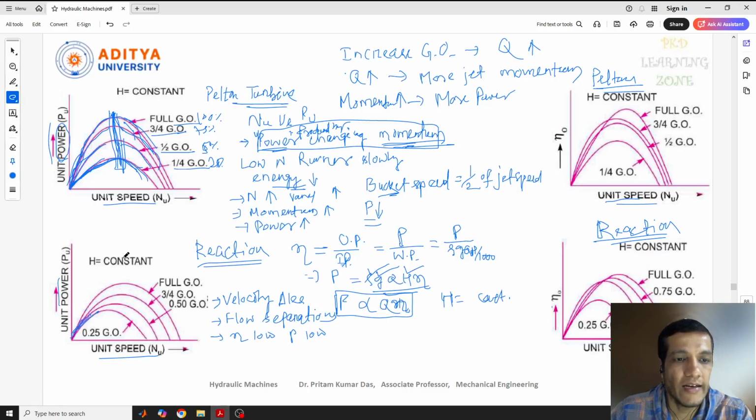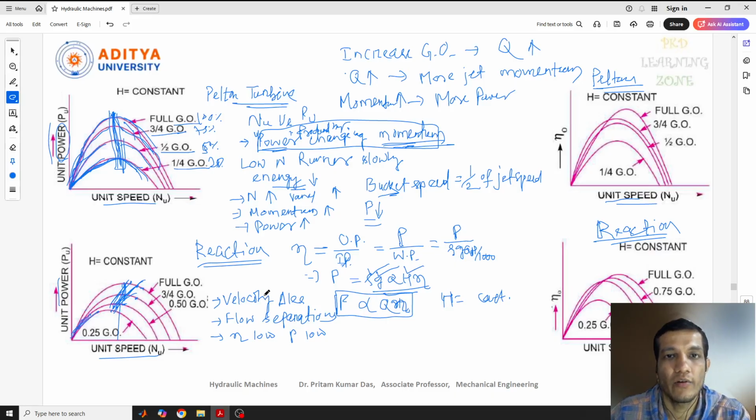Similarly, at the intermediate speed, it will be like this, where we get the maximum. Maximum power is achieved at this point, or you can say at this point also, slightly to the right. So at the intermediate speed, if you see the velocity triangle, it has improved a little bit.